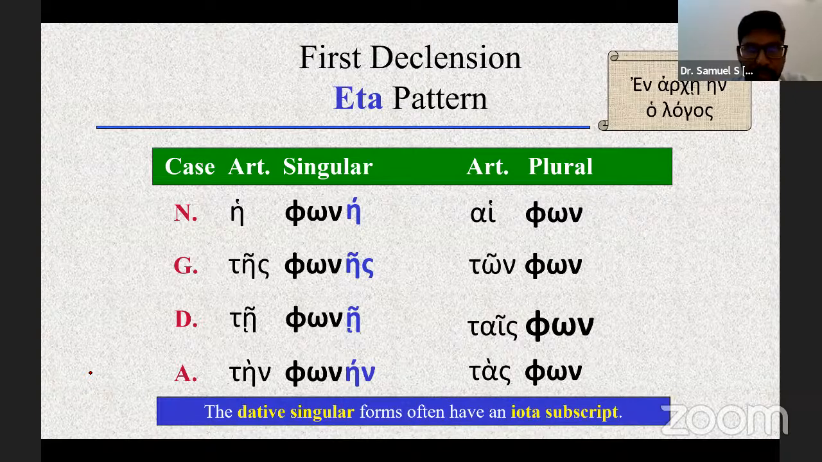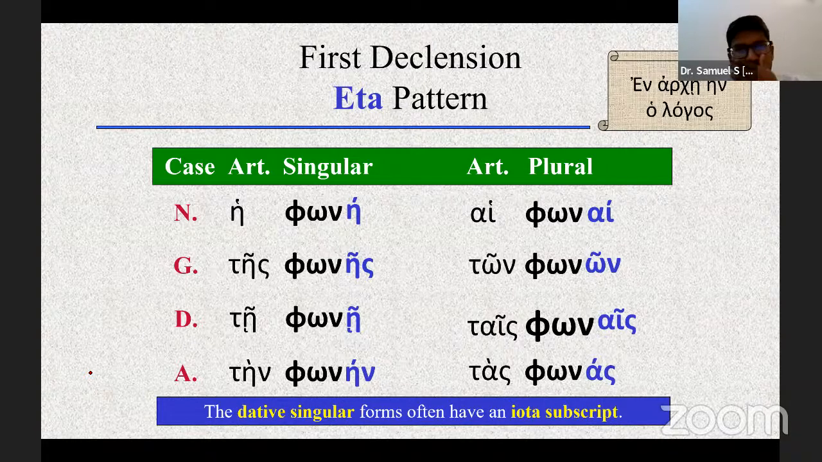Nominative plural for phone, phonai. Genitive plural for phone, phonon. Dative plural for phone, phonais. Accusative plural, phonas. So how do you learn this?